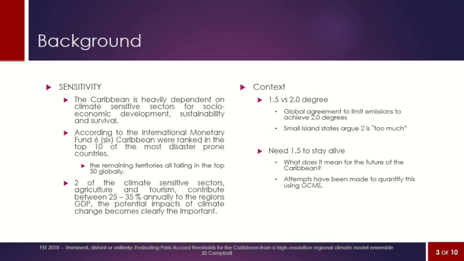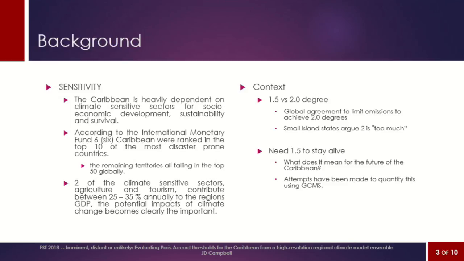Additionally, we would also take into account the statement that if you look at the 10 most disaster-prone countries in the world, within that 10, the Caribbean has 6 countries. If you extend it to the top 50, all the Caribbean nations are found within the top 50 most disaster-prone countries, which means that we need to take a focus on the Caribbean. Added to that, if you examine two of those climate-sensitive sectors I mentioned before, they contribute between 25 to 35% to the region's GDP, which means that any disaster that affects them can be of utter significance to the region, right?